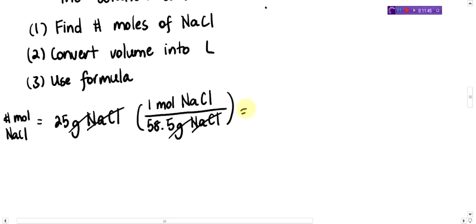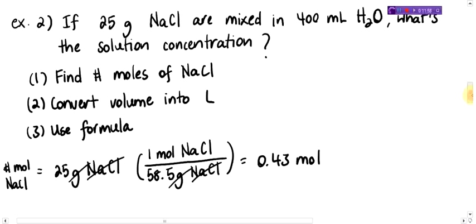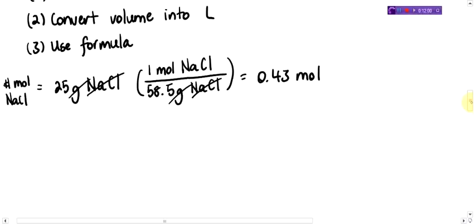Plug in those numbers and we end up getting 0.43 moles for our sodium chloride, for our solute. We were given in the question 400 milliliters of water, so that's our solvent. So our next step is to convert 400 milliliters into liters. That would be 0.4 liters.